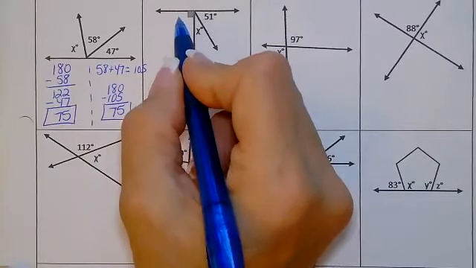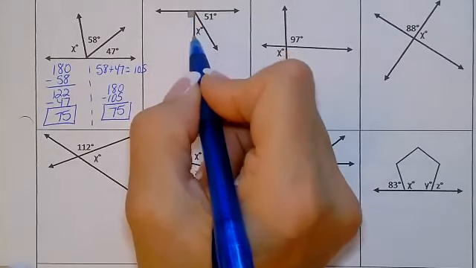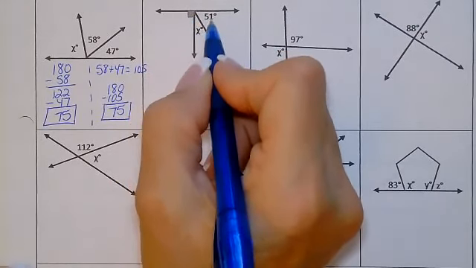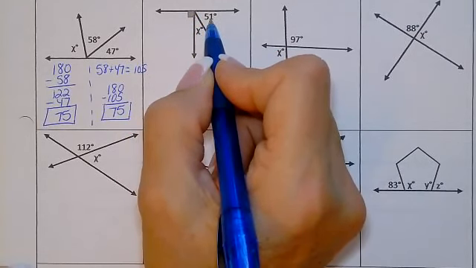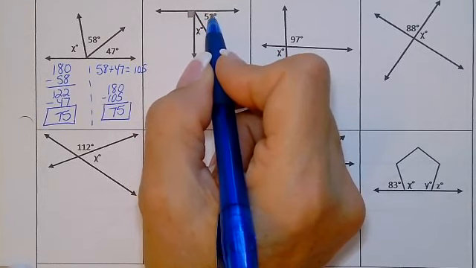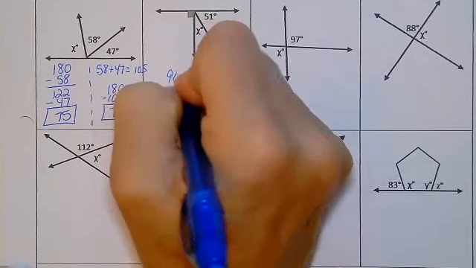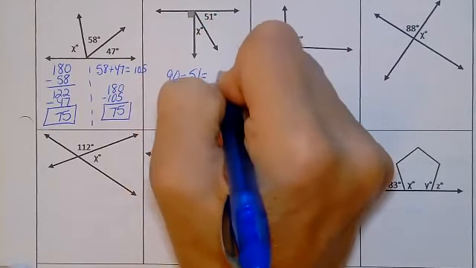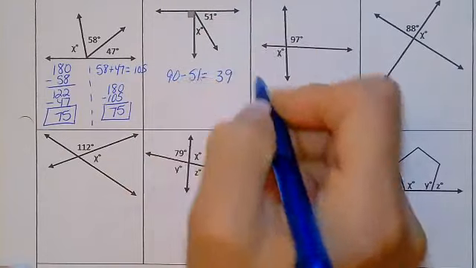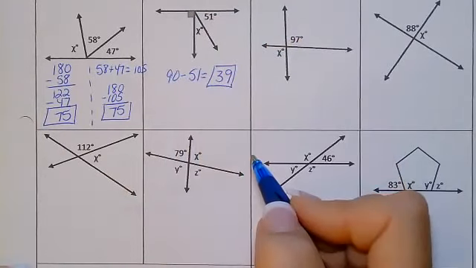Okay, this one, I know that all three of them equal 180. If this one's 90, then I know this one must equal 90. So I need to subtract 51 from 90 to find that missing angle. So x is 39.